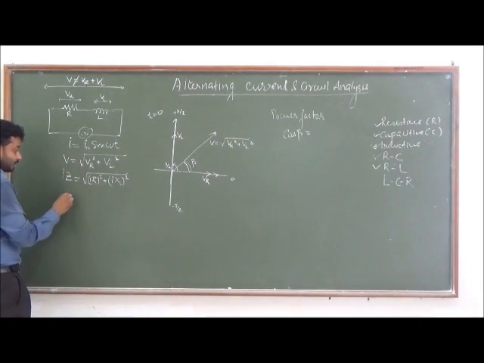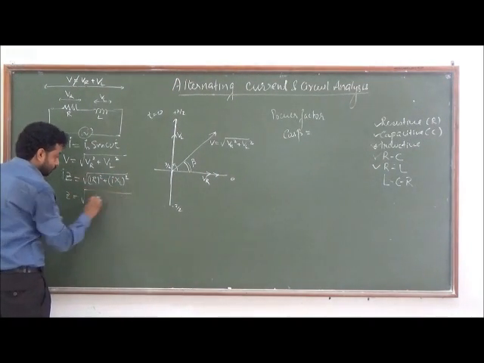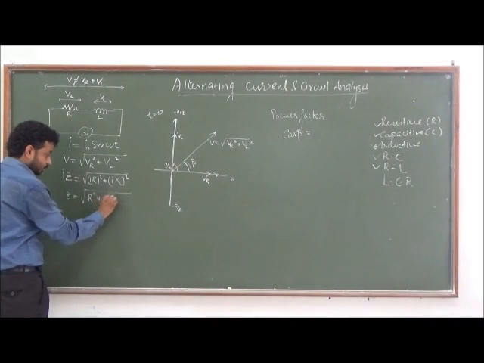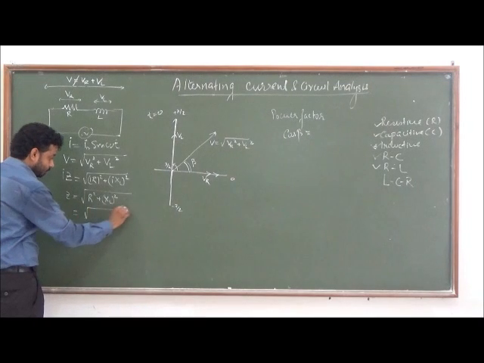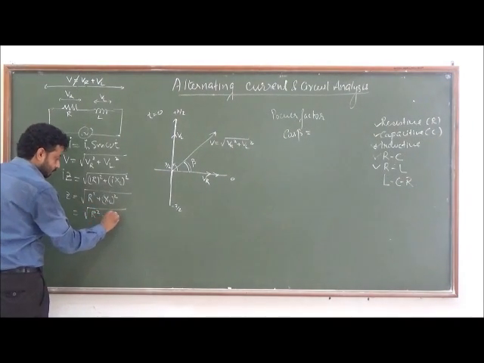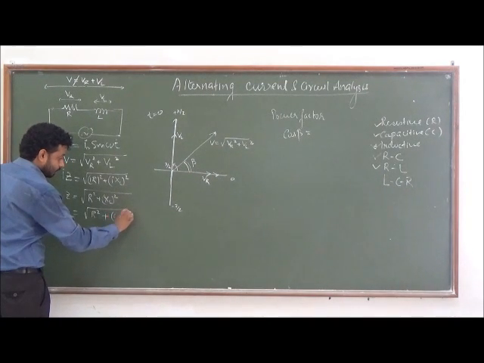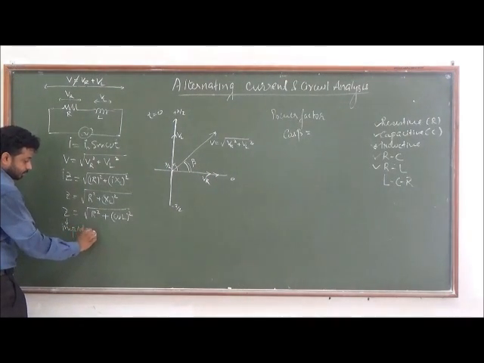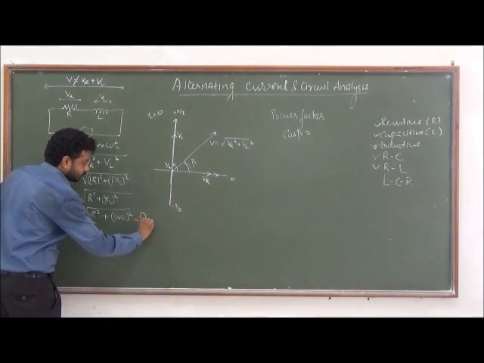All the I gets cancelled out. So Z is equal to root over R square plus XL whole square, that is equal to root over R square plus omega L square. And Z here is again referred to as impedance, whose SI unit is again ohm.